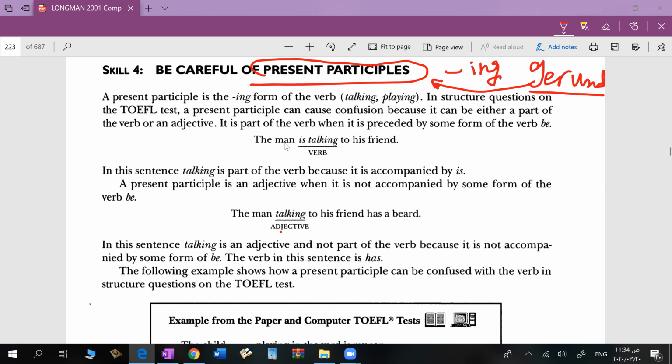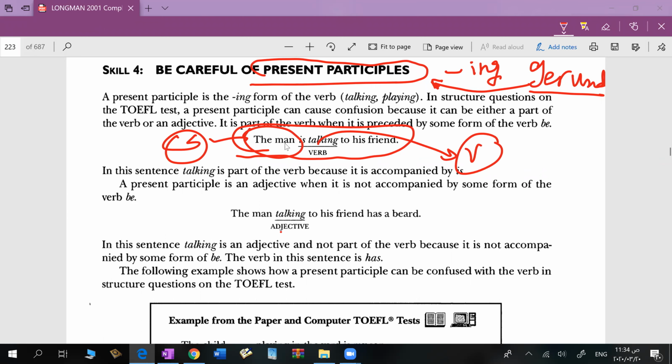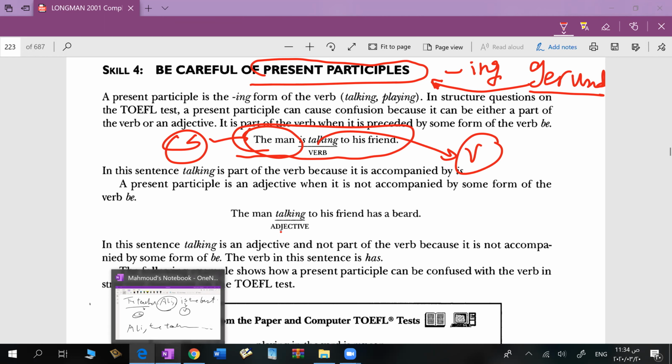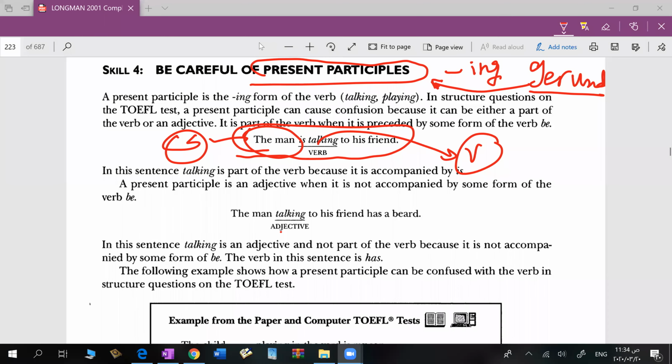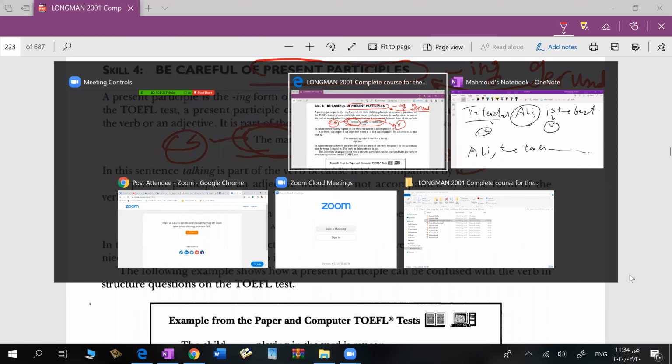For example, this is a complete sentence. The man is talking to his friend. The man is the subject, and is talking is the verb, or the verb phrase. Okay. However, there is something called reduction. It's not mentioned here in the book, but this is where it is relevant to mention. I will explain the reduction in future sessions with detail, but we can give a quick hint here about it.